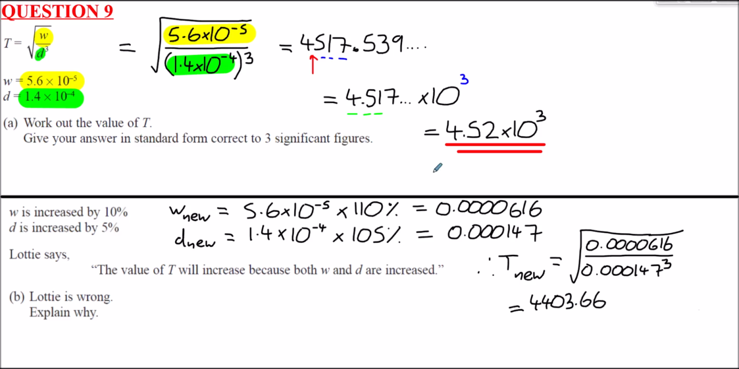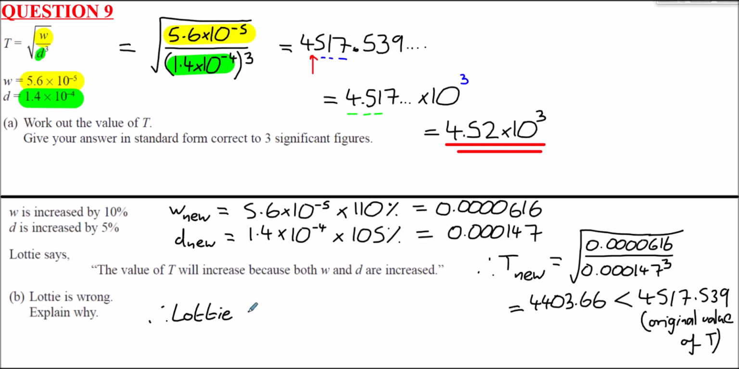That's actually smaller than the original value of T. That's smaller than 4517.539, which was the original value of T. So that shows quite comprehensively that Lottie's wrong. The value of T actually decreases, not increases. It's less than what it was before. So therefore, just say Lottie is wrong. It actually decreases, not increases.